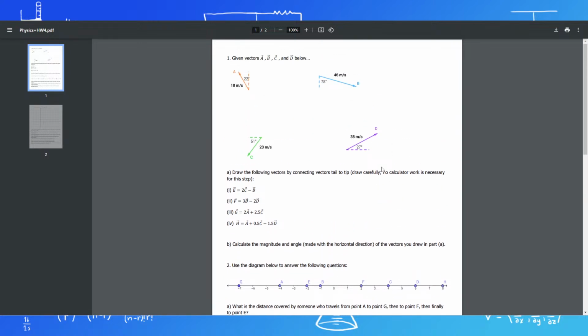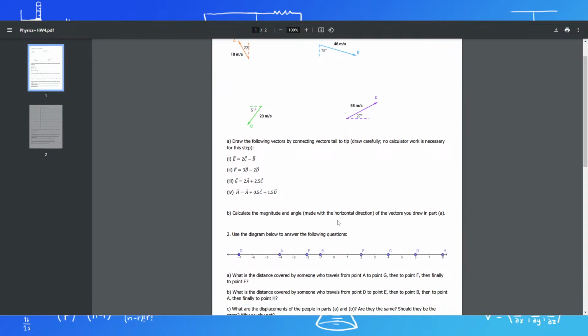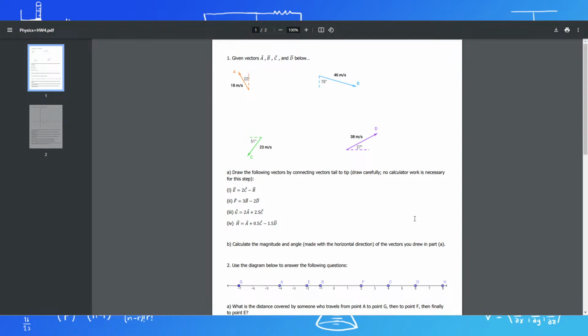So just the drawing part of it. And we've got 4 different sums. I think I'm just going to do one of them and call it a day for that one. And then part B says calculate the magnitude and angle made with the horizontal direction of the vectors you drew in part A. So draw them first and then calculate the sum. First part, no calculator required. Second part, use the calculator. Okay, let's go ahead and do that.